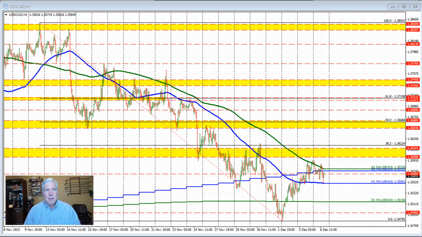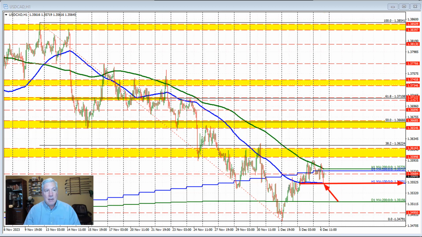Also in play here on the downside is the 100-hour moving average. That's this blue line in the chart, and as you can see, that moving average has been moving sideways, also indicative of a market that is waiting. It's waiting for the next shove. Do we get that shove to the upside? Do we get that shove to the downside?